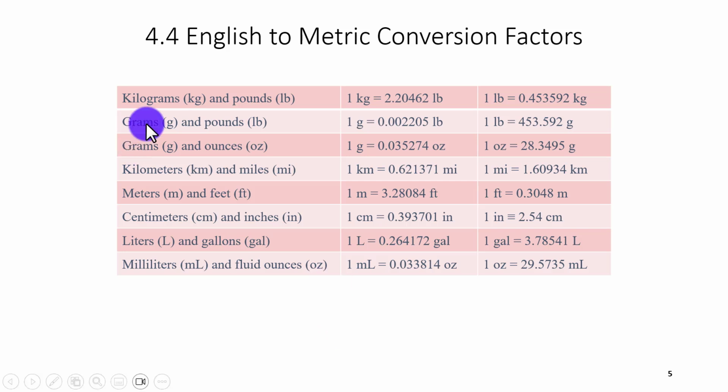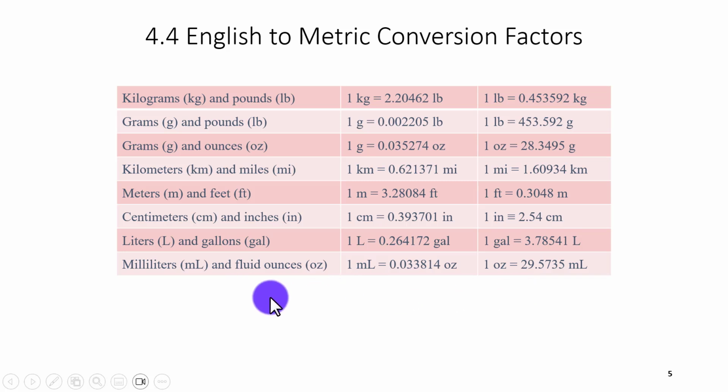Let's look at English to metric conversions. We have kilograms and pounds. One kilogram has 2.20462 pounds, or 1 pound is equal to 0.453592 kilograms. If you're converting between grams and pounds, grams and ounces, kilometers and miles, etc., you would be using these conversion factors.